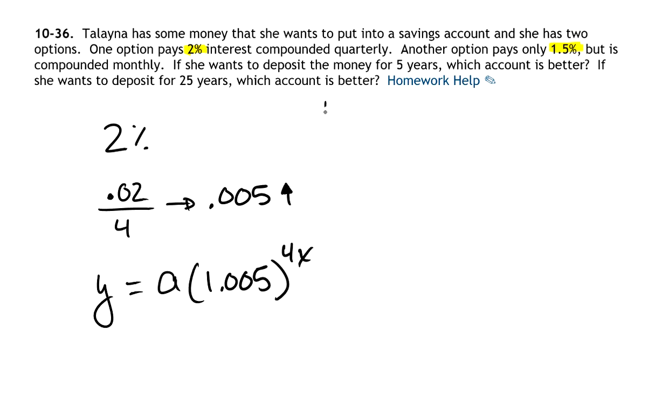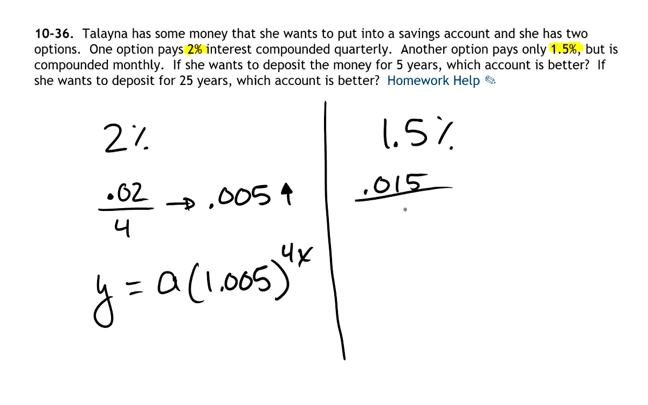So let's consider the other equation, right? The other situation is 1.5%. So not the 2%, but 1.5%. That equation looks like this. We're going to take the 1.5% expressed as a decimal, 0.015, and instead of dividing by 4, I'm dividing by 12 because this is compounded monthly. So I'm breaking the interest down into 1/12 of a year, and when I do that, we get a very, very small percent increase of 0.00125.